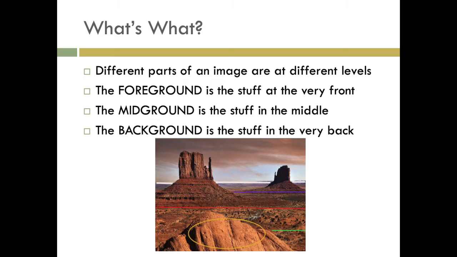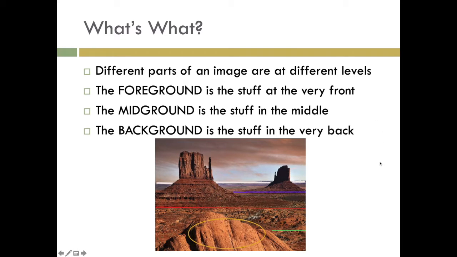And so what I mean by levels is how close it is to the viewer and how far away it is from the viewer. And so for this picture, we are the viewer. We are the person looking at the picture. So if we're looking at this picture, the thing that is closest to us is this big rock right here, which means that it's in the front, which means that it's part of our foreground. Okay, so think of it as like front and foreground.